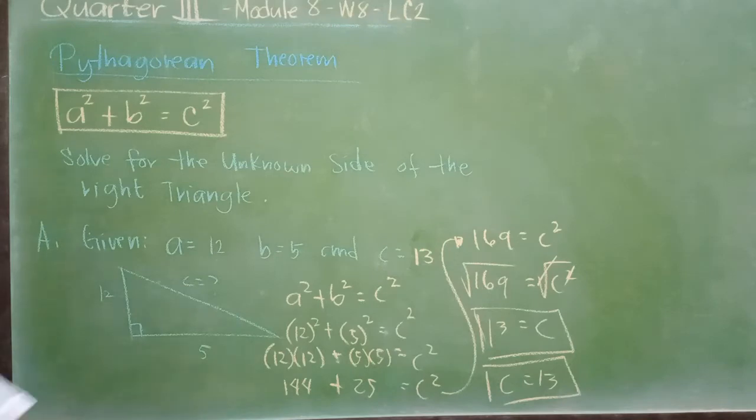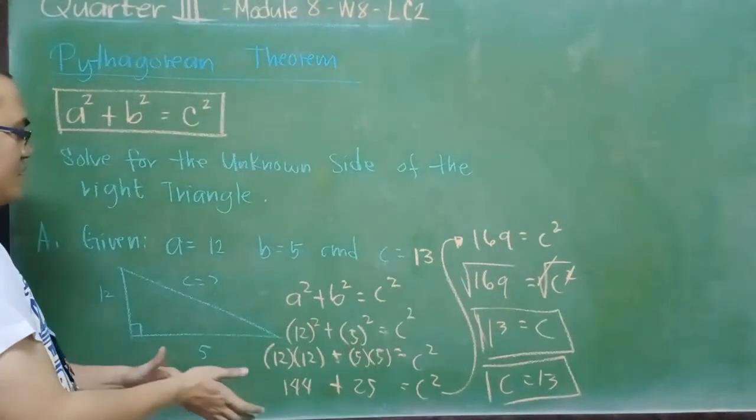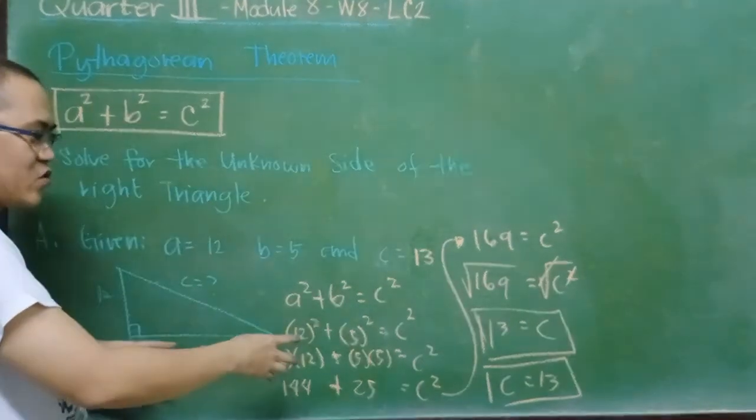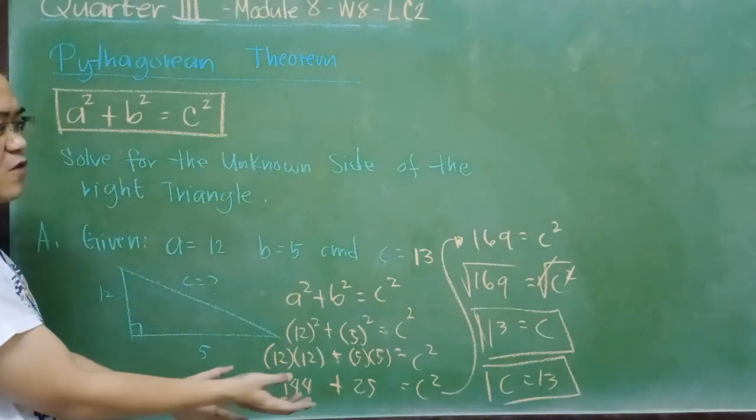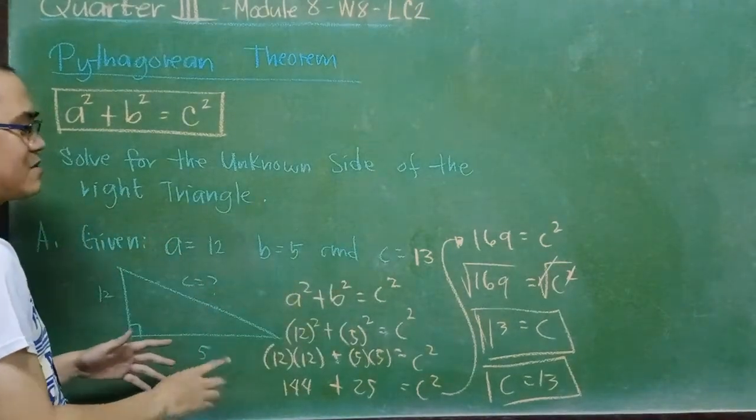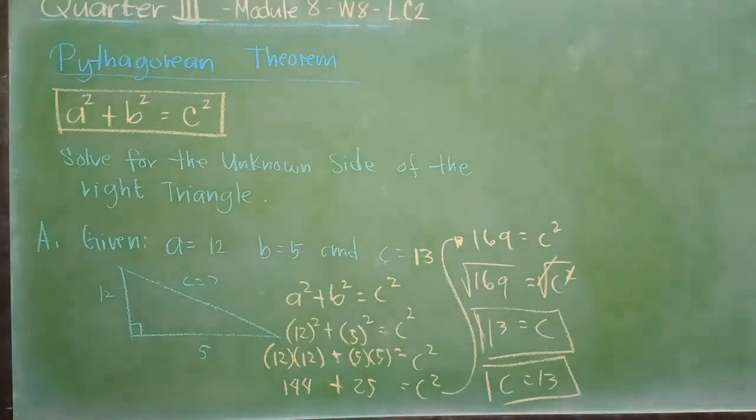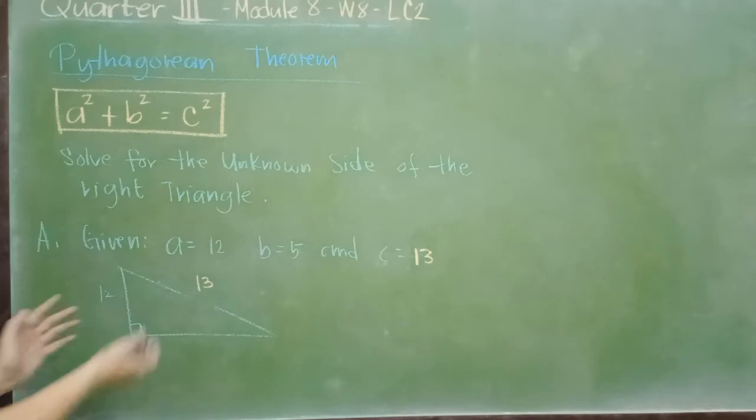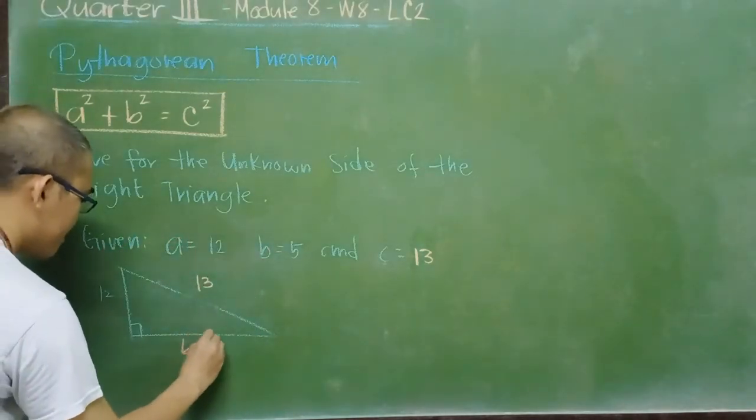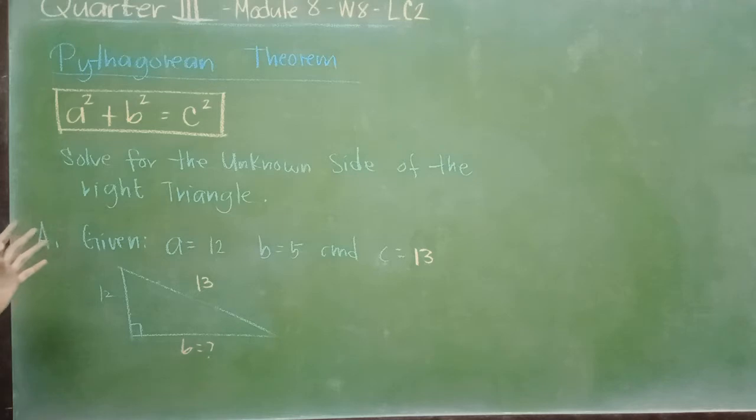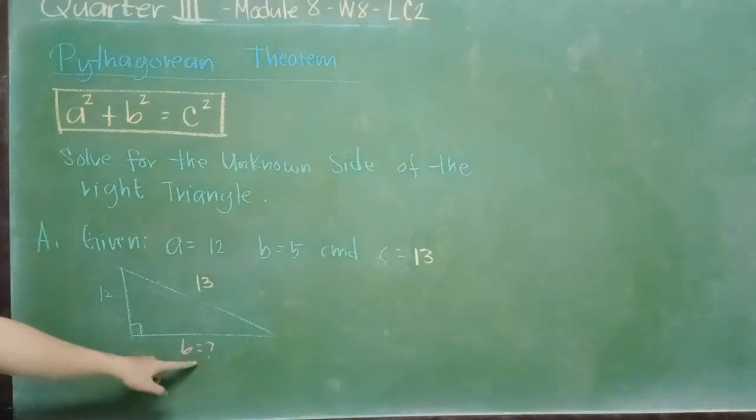Now, halimbawa, yung B yung unknown. Yung B yung hindi natin alam. Using the same example, using this same given. So, ngayon, ang sinusolve natin yung value ng C. So, alam na natin paano sinusolve kapag yung C yung nawawala. What if yung B naman yung unknown? So, gamitin natin yung same given para makita natin paano sinusolve kapag B naman yung nawawala. So now, same given. This time, halimbawa, yung B di natin alam. So, B is unknown. So we have A as 12, C as 13, and then yung B di natin alam kung anong value.